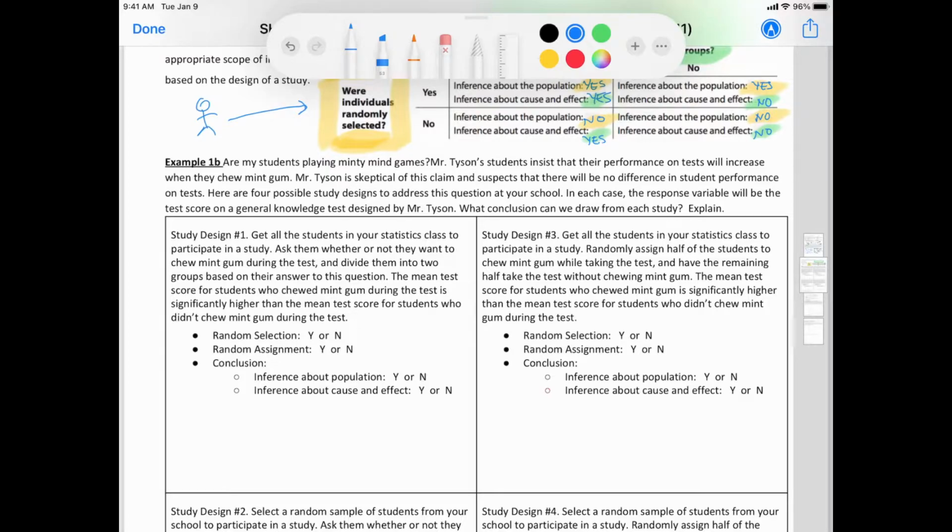Okay, remember that one we talked about just giving them gum and see how they do? So let's read. We have 4 designs here. We'll do designs 1 and 3, and then you can try designs 2 and 4 on your own. Design 1 says, get all the students in your statistics class who participate in the study. Okay, so here's my first one here in blue. Are we getting these individuals randomly selected? I'm going to say no.